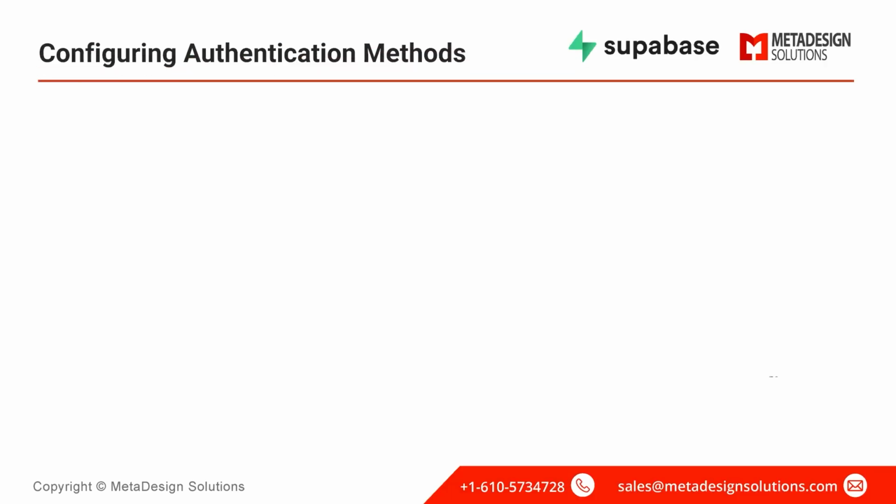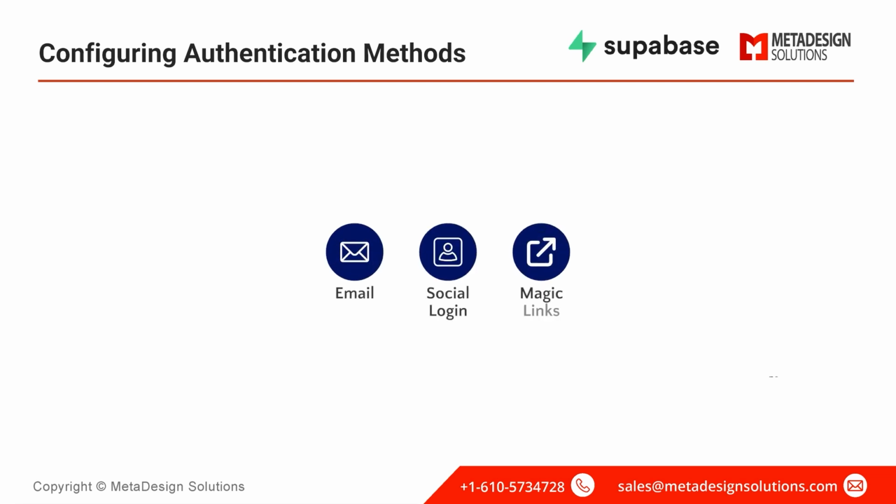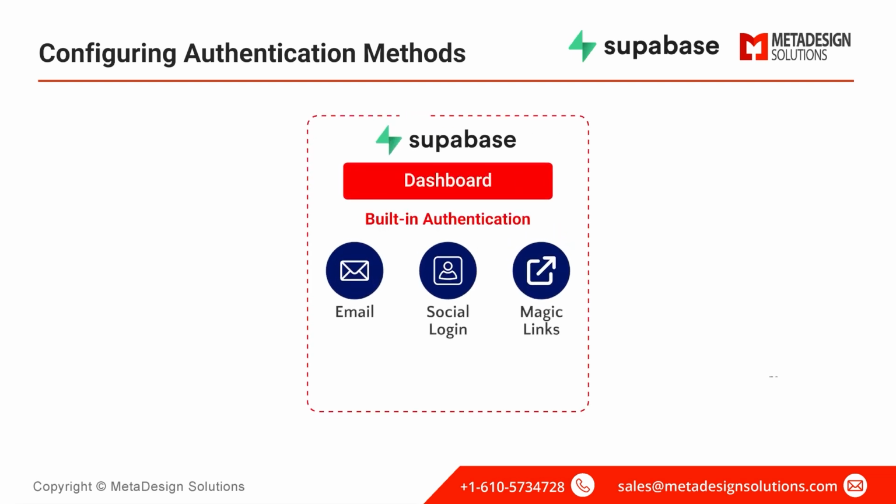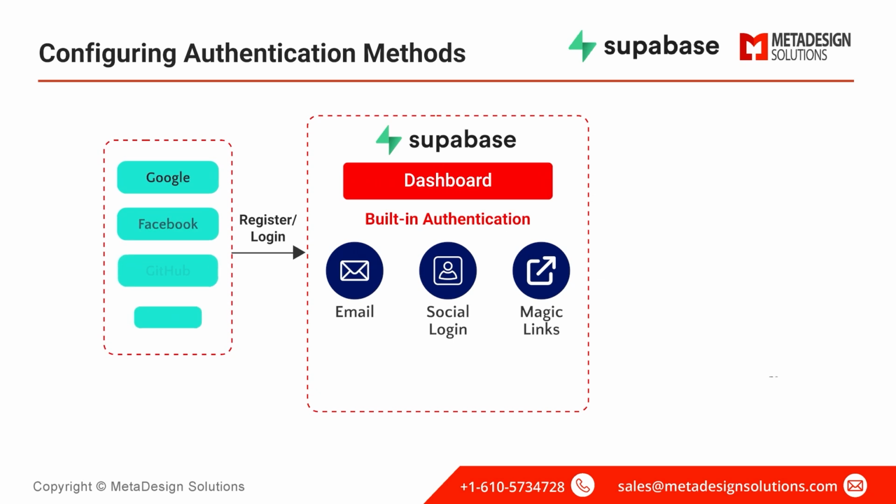Supabase provides a variety of built-in authentication methods: email, social logins, and magic links. You can set these up directly in the Supabase dashboard. For instance, with just a few configurations, users can register and log in via popular social providers like Google, Facebook, and GitHub, in addition to traditional email login. What's great about Supabase's auth system is that it integrates seamlessly with the database, meaning user data and authentication are directly tied to your PostgreSQL tables.